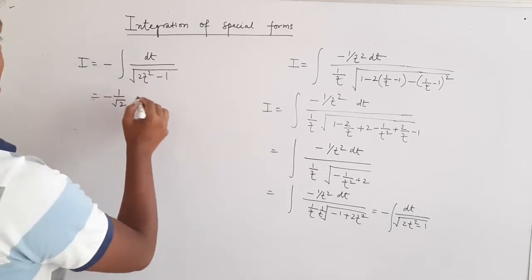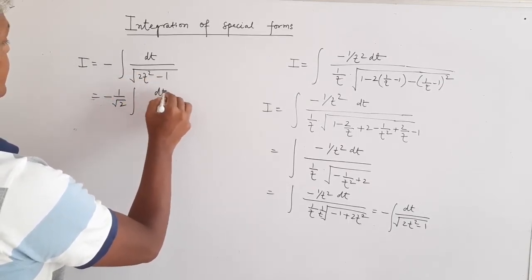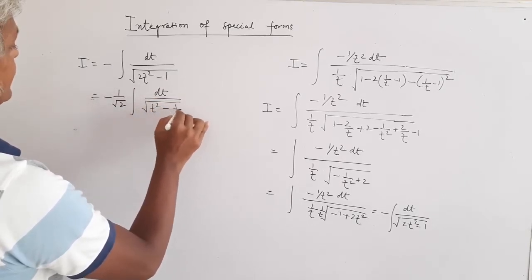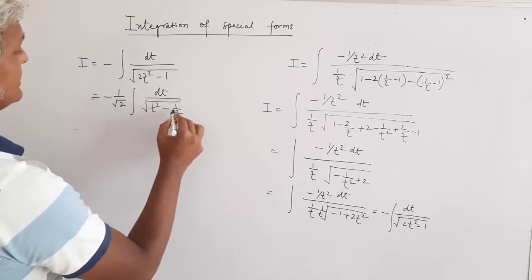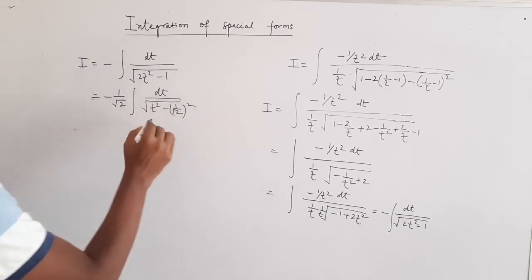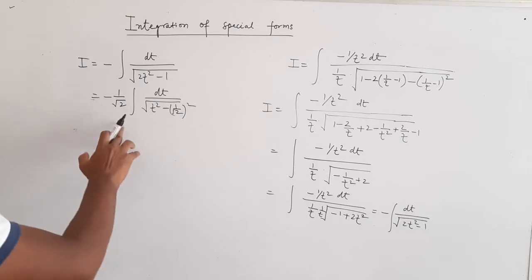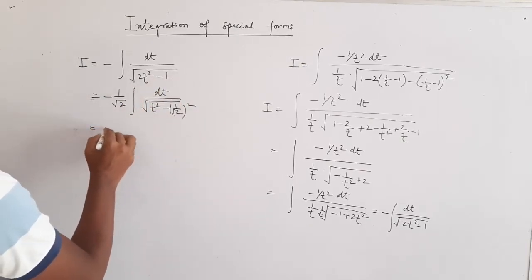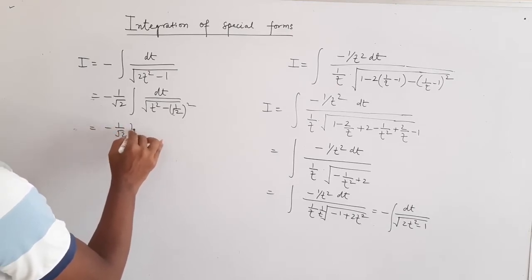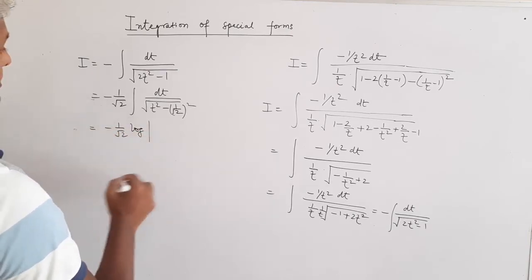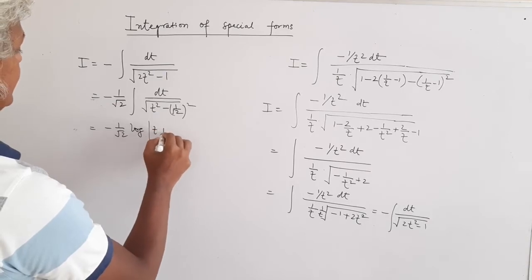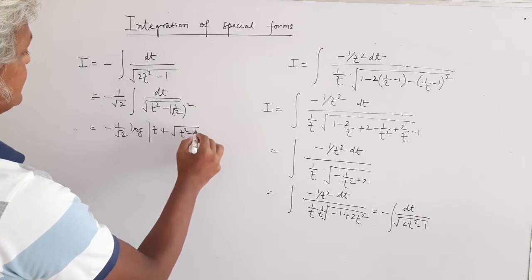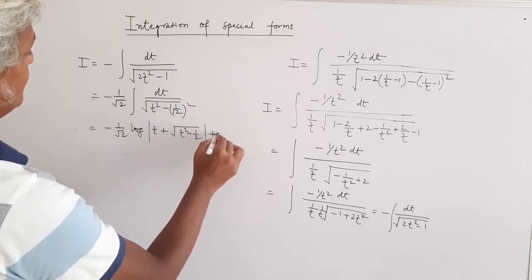So if you take it common, it becomes this, and this becomes dt over under root t square minus half. So here I write this as root 2 whole square. So it matches with the standard form that defines integration of 1 over under root x square minus a square, and this gives the answer minus 1 by root 2 log mod t plus under root t square minus a square, so 1 upon 2 plus c.